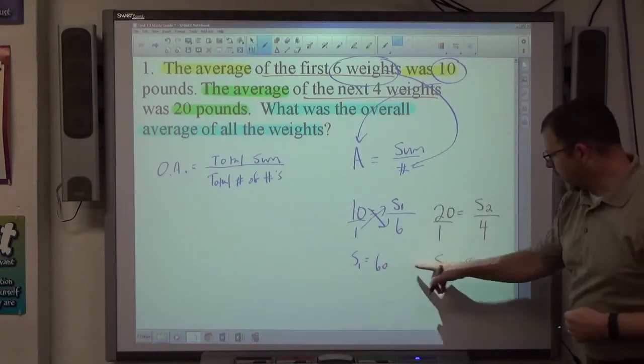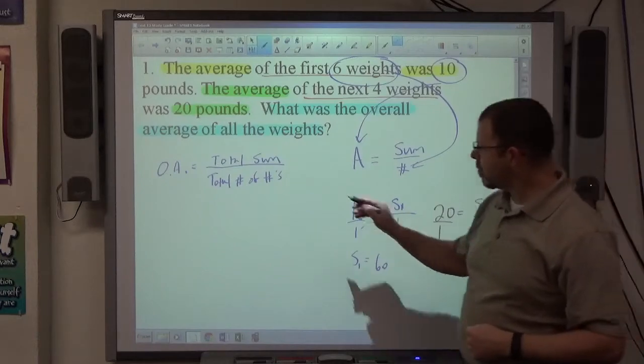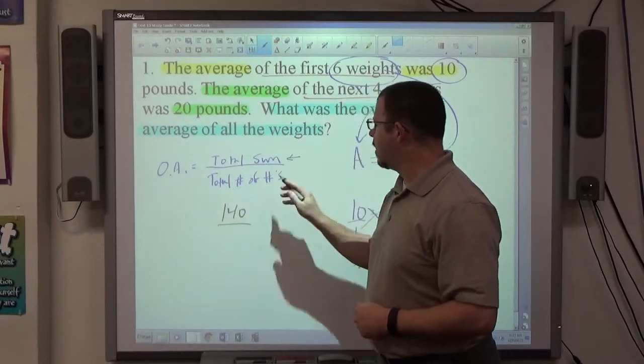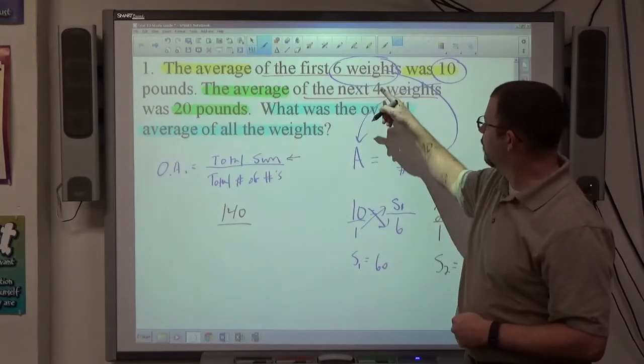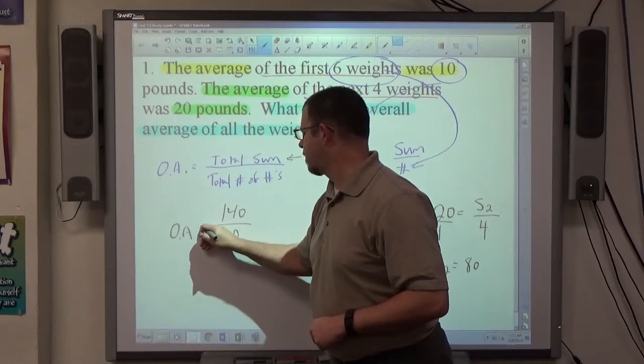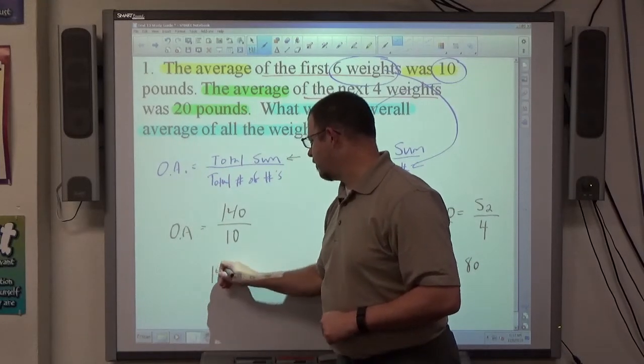So altogether we have 140 pounds, which is the total sum. And the number of numbers, there were 6 weights and 4 weights, that's a total of 10 weights. So the overall average here ends up being 14 pounds.